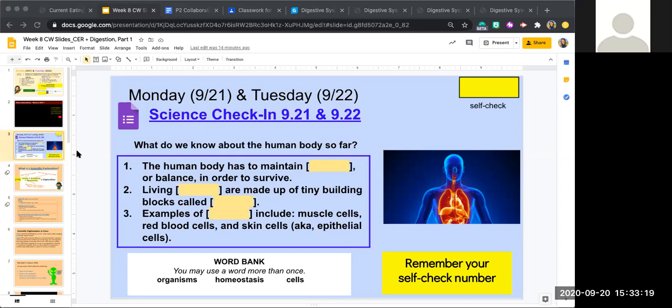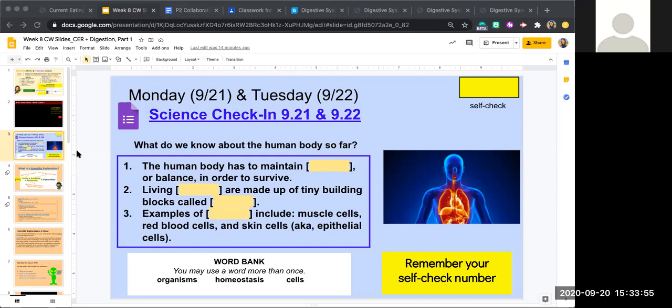You have 3 sentences to fill out, and you've got a word bank at the bottom with the words organisms, homeostasis, and cells. So number 1, the human body has to maintain blank in order to survive. The human body has to maintain blank or balance in order to survive. So which one is correct? And it says here you may use a word more than once. So the answer for that one is homeostasis.